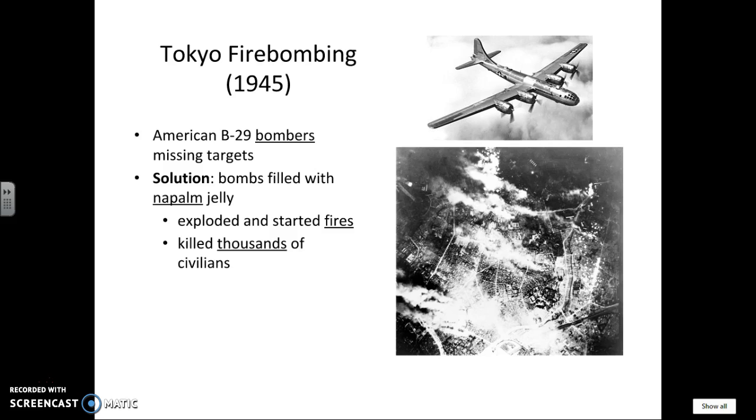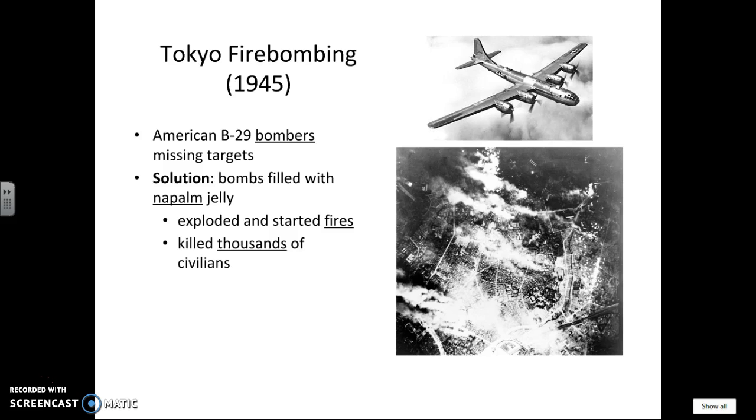And in 1945, we have what's called the Tokyo firebombings. American B-29 bombers, you can see the picture of one at the top right of your screen, were huge. They were way up in the sky, but they were missing their targets. They weren't smart bombs like we have today. So what did we do? We used what we call napalm bombs instead. When these bombs explode, they start fires. Very, very destructive. They killed thousands of civilians, trying to soften Japan up before deciding what we were going to do. Were we going to invade or continue to firebomb?